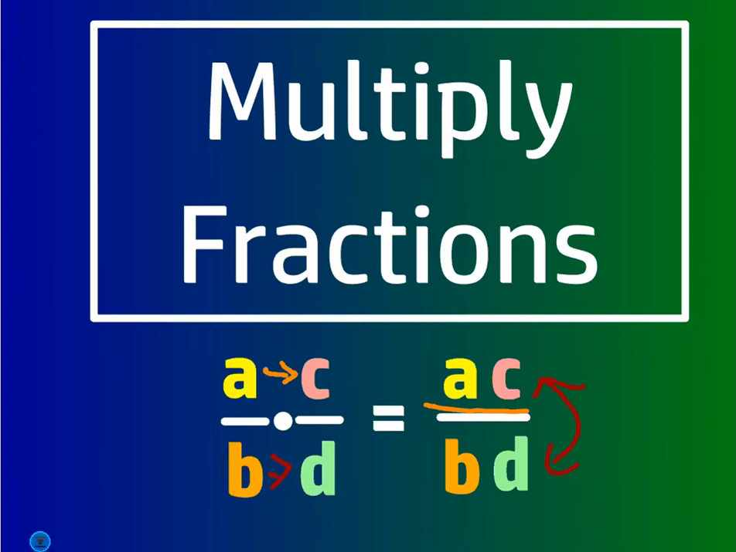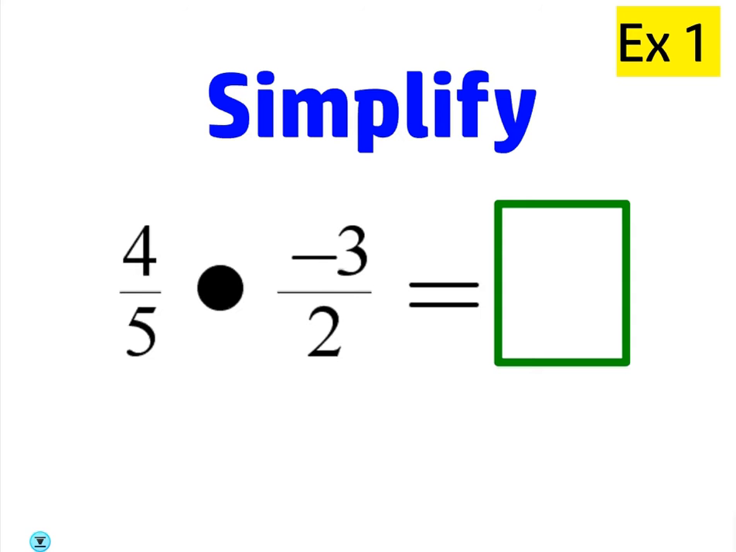It's 3 simple steps. There's no cross multiplying, so don't overcomplicate this. Multiply the top, multiply the bottom, simplify it. Okay, that being said, let's do the first example.